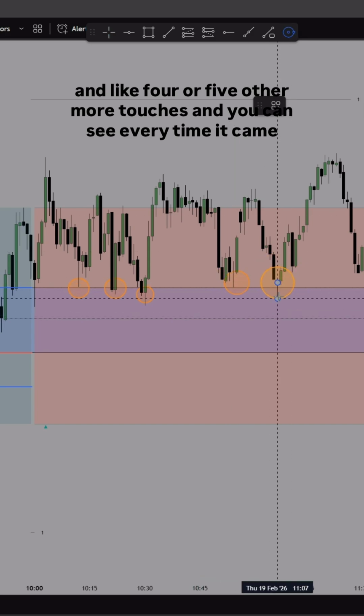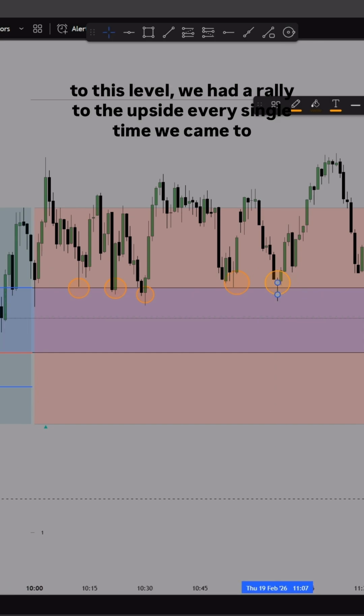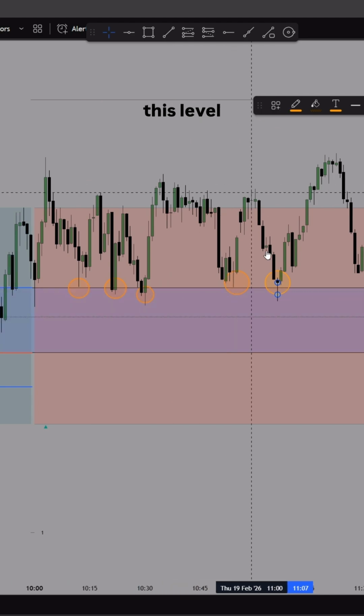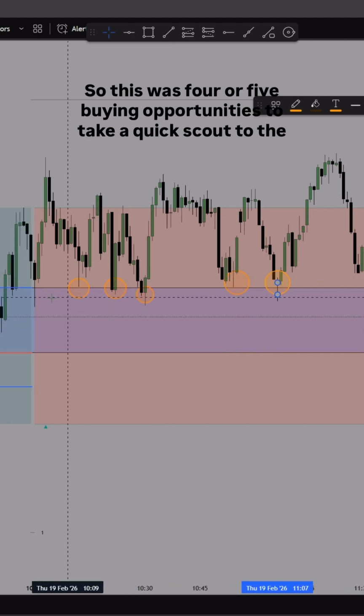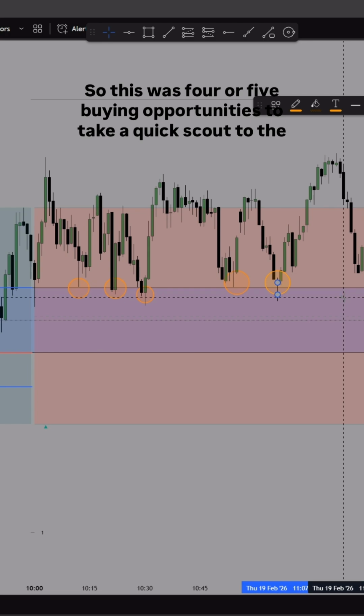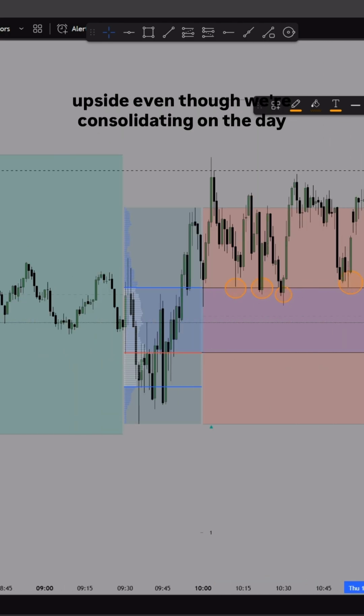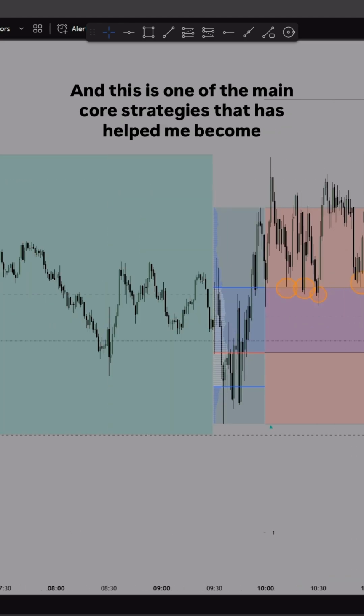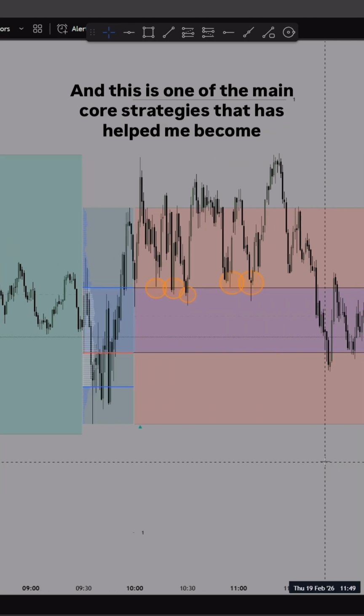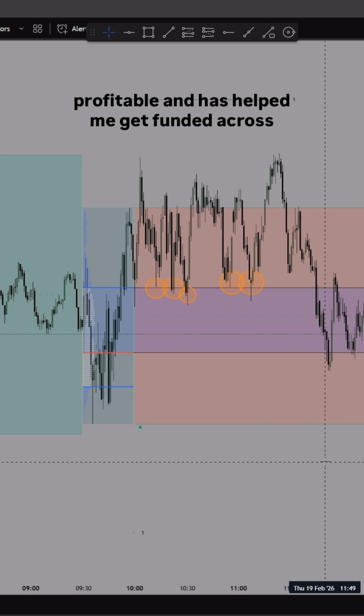You can see every time it came to this level, we had a rally to the upside. So this was 4 or 5 buying opportunities to take a quick scalp to the upside, even though we're consolidating on the day. And this is one of the main core strategies that has helped me become profitable and has helped me get funded across many different proprietary firms and institutions.